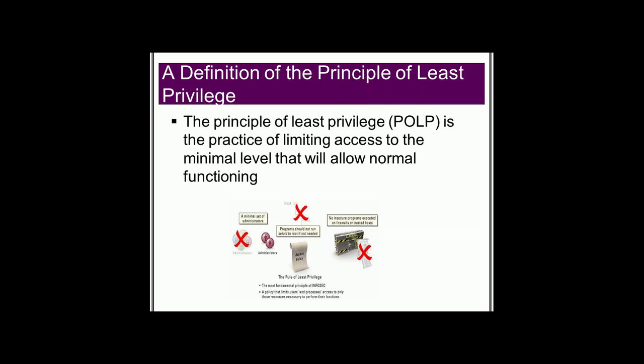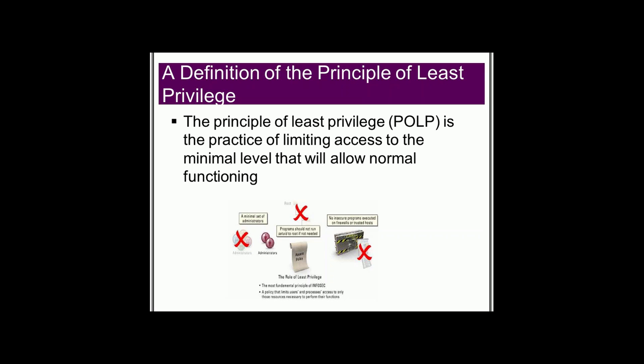Okay? So if you look at DOD, they have a guideline, 5200.28, and what they say is that it requires that each subject in a system be granted the most restrictive set of privileges, or the lowest clearance, because it's DOD, needed for them to perform their authorized tasks. Okay? So that's what least privilege is all about as far as the definition is concerned.